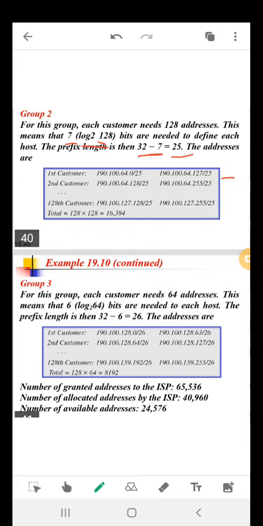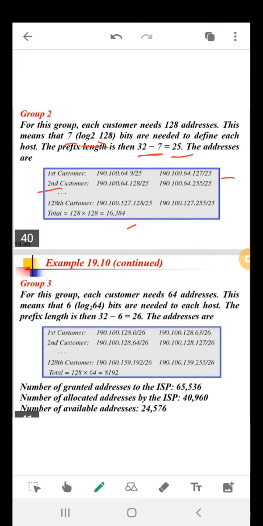Now here each customer requires 128 addresses. So that means the last IP address that was given to group A was 63.255. Now we need to start from 64.0. So 64.0 to 64.127, that becomes 128, and we have a total of 255 values in one octet. So from 64.128 to 64.255, that can be given to the second customer. So this is how 128 customers are going to get the mask address.